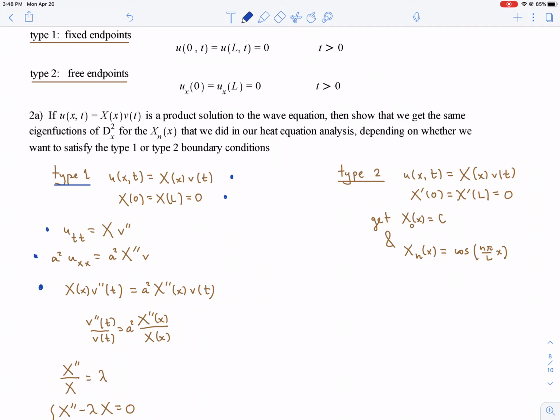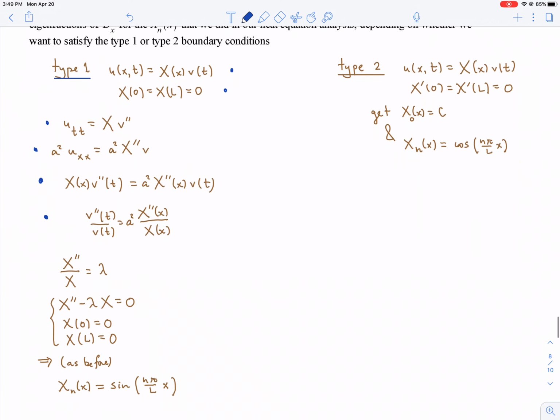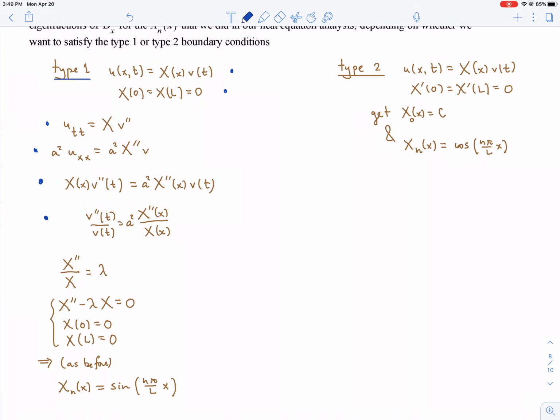And then we separate the functions so that we've got the functions of x on the right and the functions of t on the left. And then both sides actually have to be constant, because if you freeze one of the variables, you can let the other variable change freely on the other side without changing the value on the other side. And therefore, capital X double prime over capital X has to be constant.